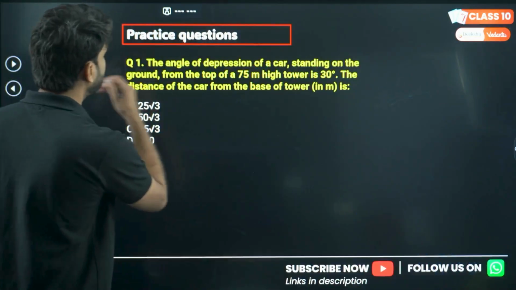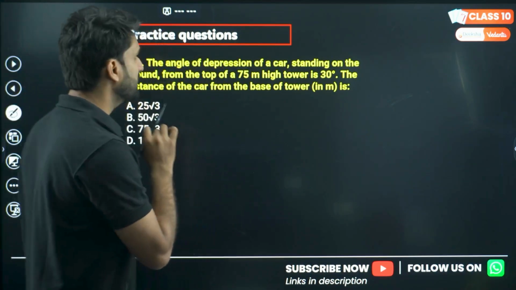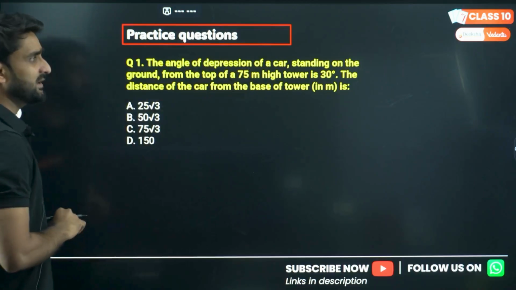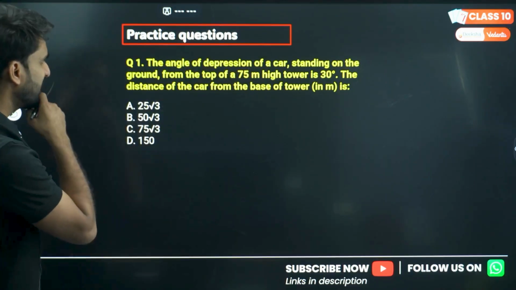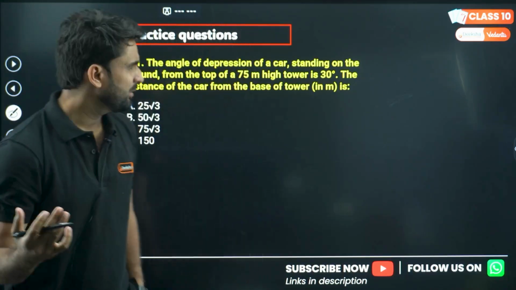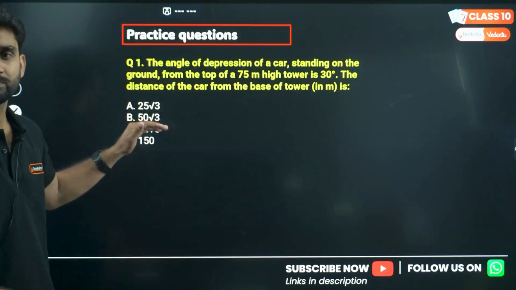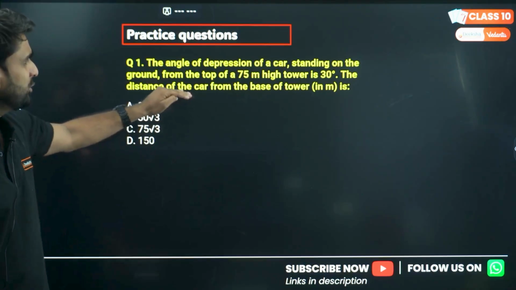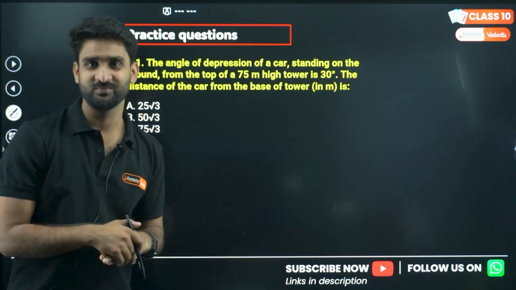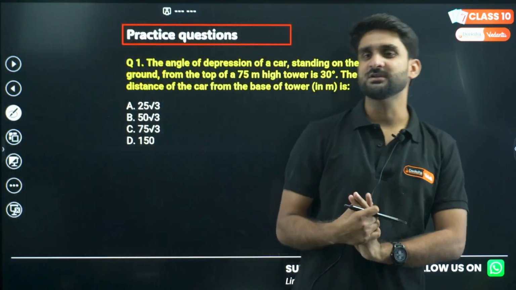Okay, so here are the practice questions I am giving you. The angle of depression of a car standing on the ground from the top of a 75-meter high tower is 30 degrees. The distance of the car from the base of... See, when you read the question the first time, you might feel that the question is a bit challenging or tough.